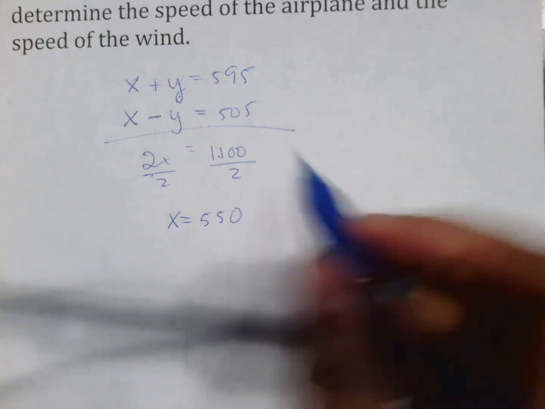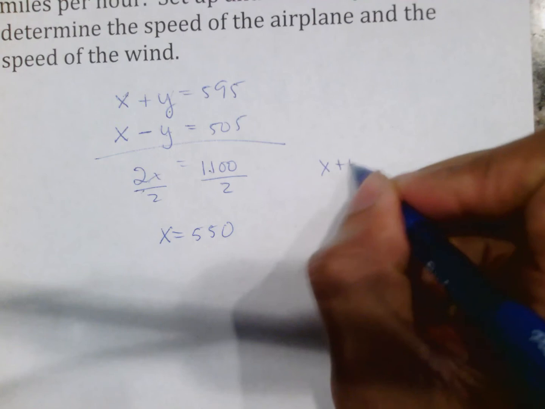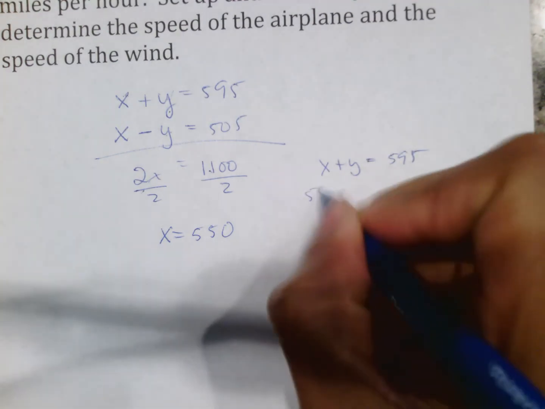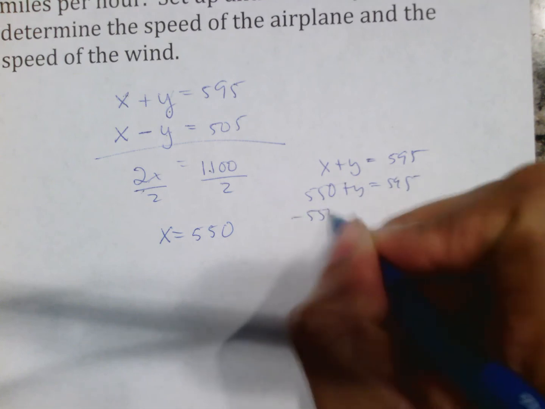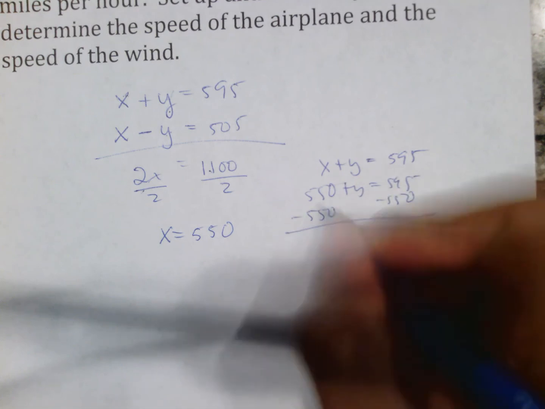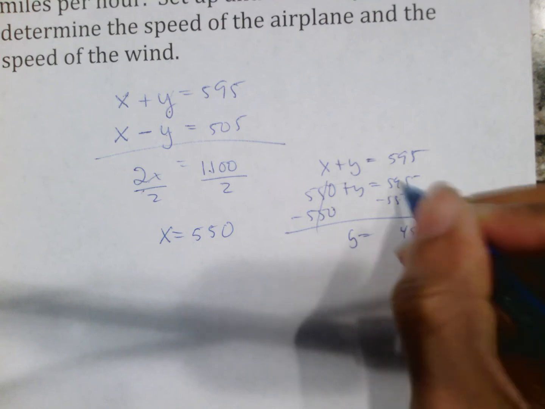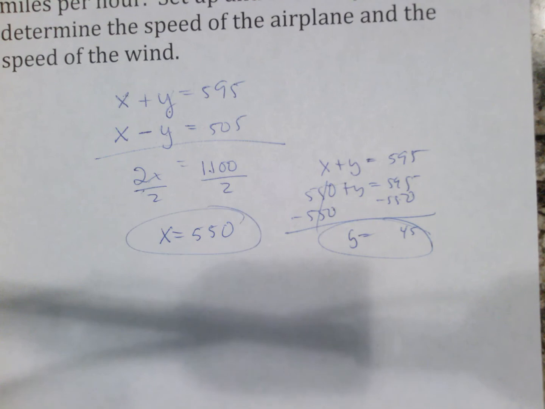If I want to know the speed of the wind, I simply take that 550 and plug it back in, using my elimination and substitution tactics, which is to rewrite one of those equations and solve. So I subtract 550. 5 minus 0 is 5. 9 minus 5 is 4. 5 minus 5 is 0. So y is 45. X is 550.